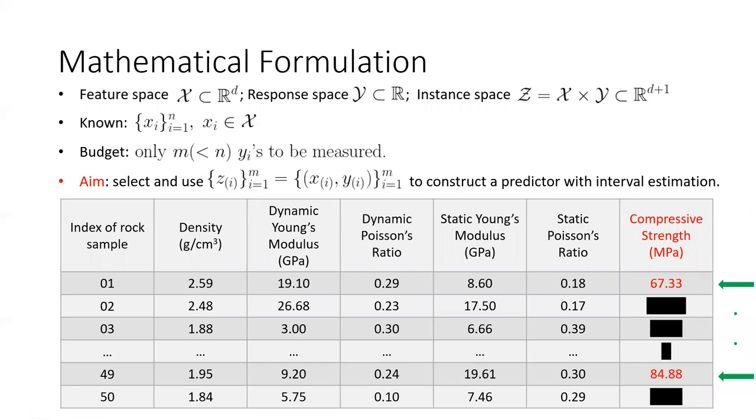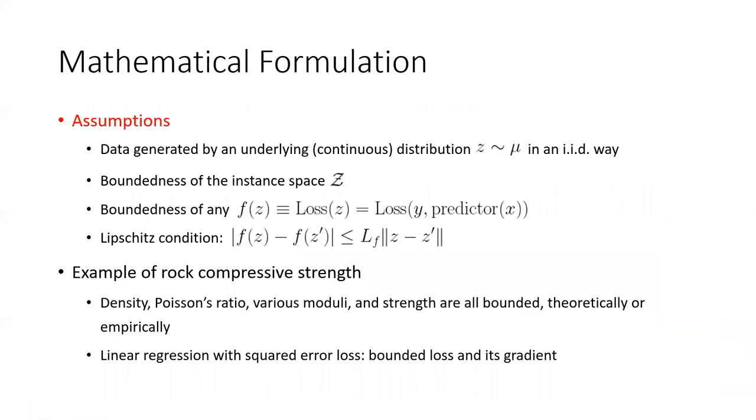So let's proceed. This now is becoming a mathematical problem. We have to make some assumptions first. The first assumption is that, as usual, we assume data is generated from an underlying distribution mu in an IID way. In this work, since we are mainly focused on the regression problem, we assume that the underlying distribution is continuous. That is to say, the features are continuous and the response is also continuous.